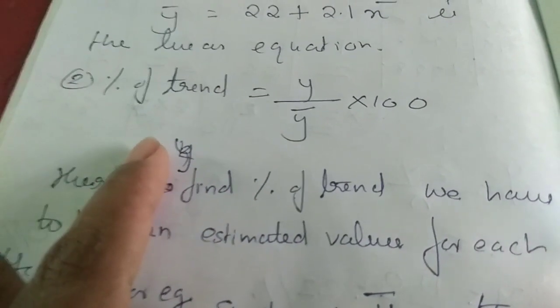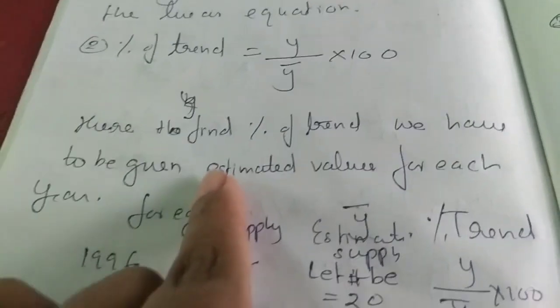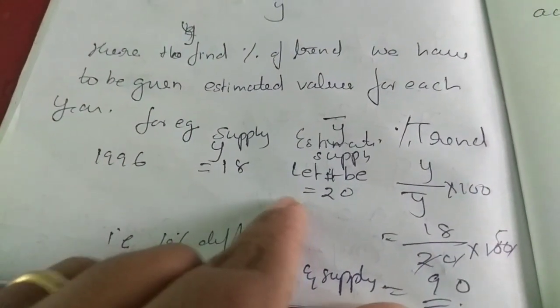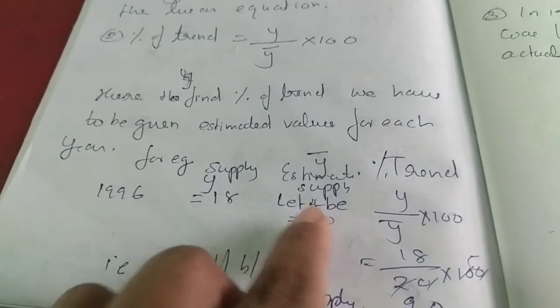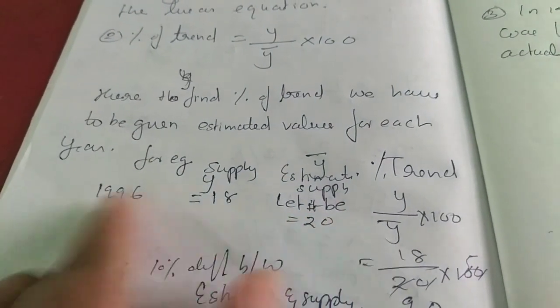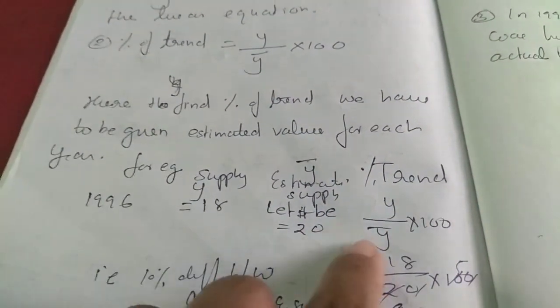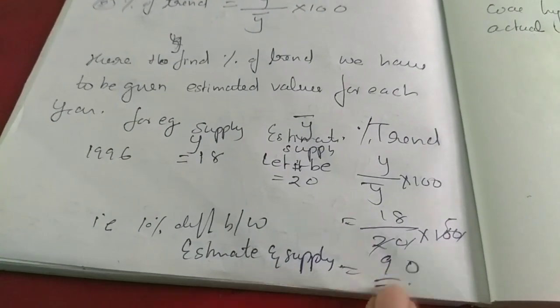Next we have to find the percentage of trend. Percentage of trend is y by y bar into 100. This is an example I have given for finding percentage trend. Like this, we have to tabulate. To find the percentage trend, we have to have the estimated value for each year, that is the estimated supply y bar. Let it be 20. In 1996, our given supply is 18. Then percentage trend is y by y bar: 18 by 20 into 100, that is 90.